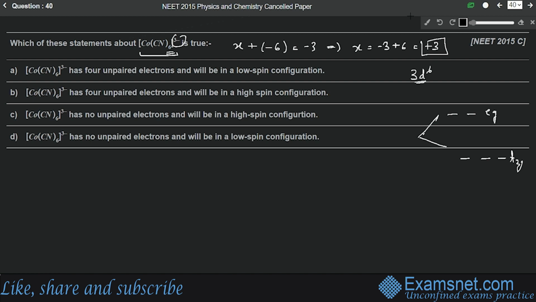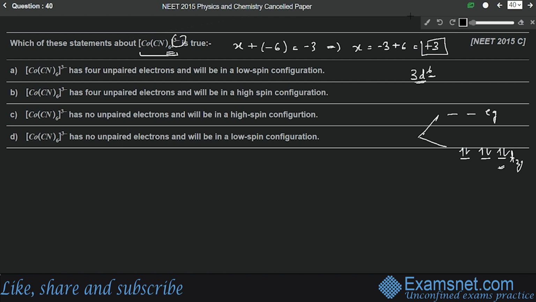Cobalt is a strong field ligand. So let's start filling the electrons. 6 electrons are there, so 1, 2, 3. Now since it is a strong field ligand, pairing will take place in the lower orbitals only. 4, 5, 6. So all the 6 electrons are completed in the lower T2g orbitals.